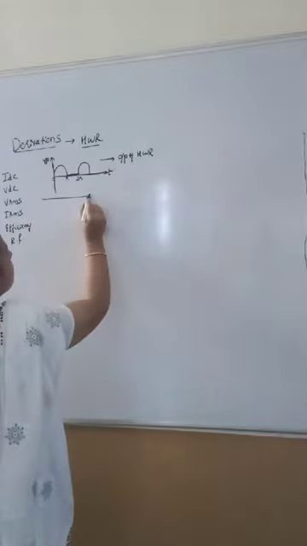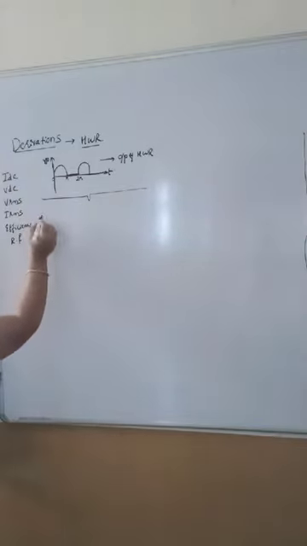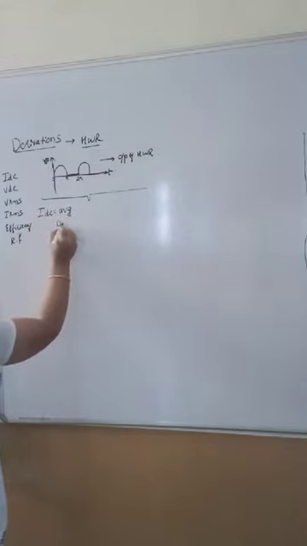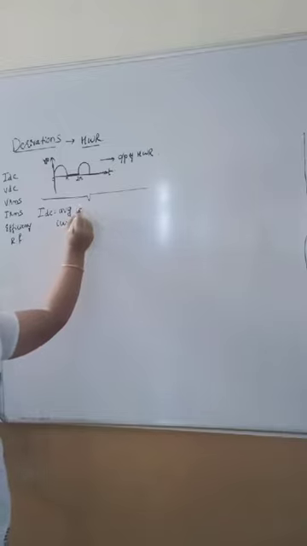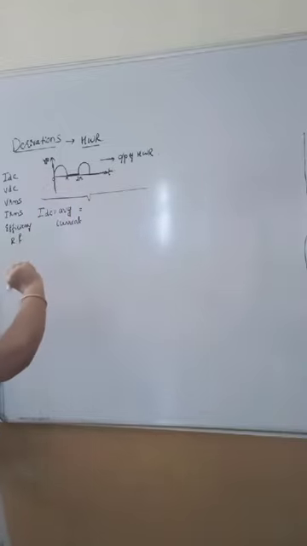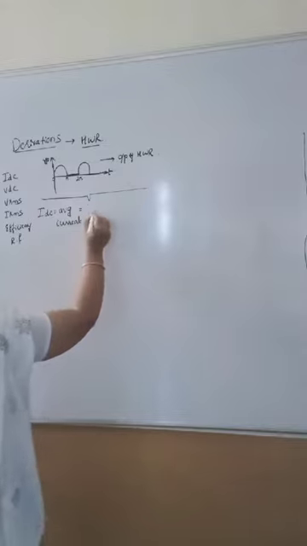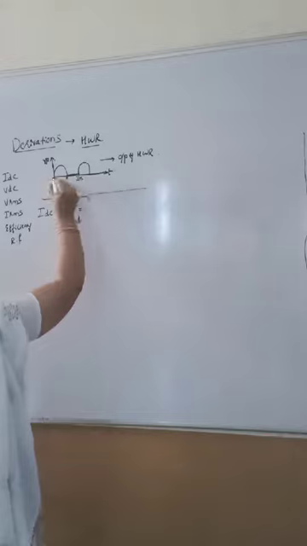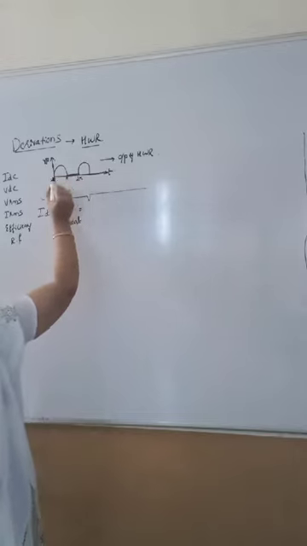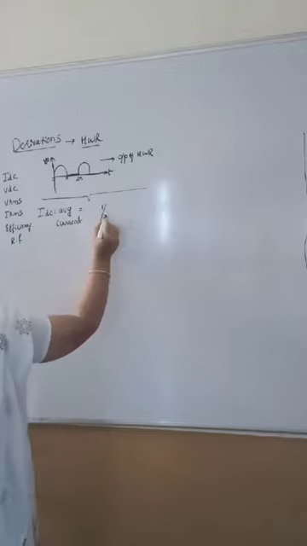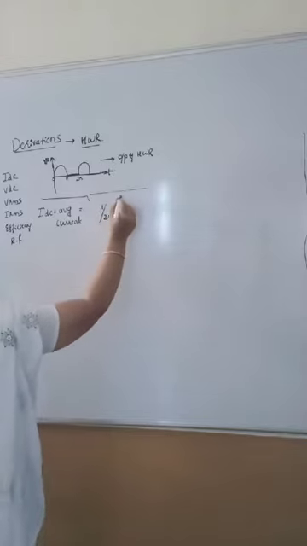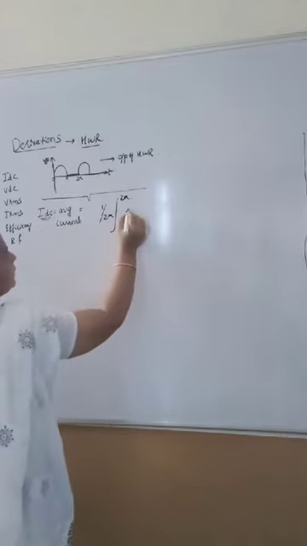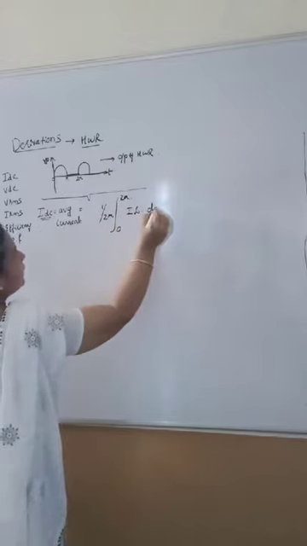Keeping this in mind, we should go for the derivation of IDC. What is IDC? This is the average current. How do you get the average value of this waveform? IDC is equal to, we have to integrate over a complete cycle, so 1 divided by 2 pi, integration over the limits 0 to 2 pi of IL into d omega t.